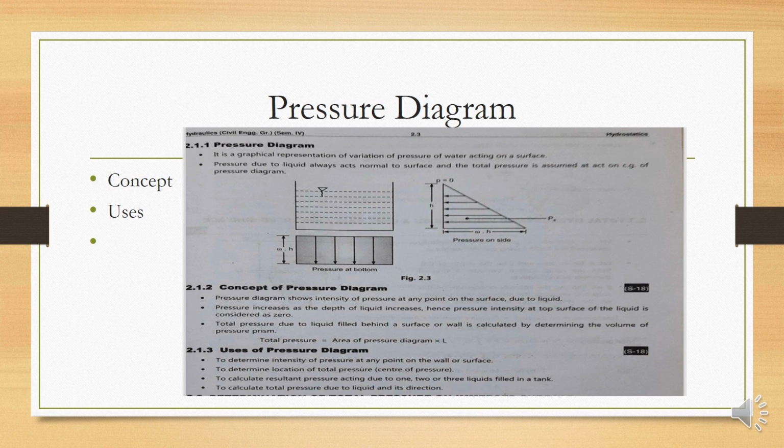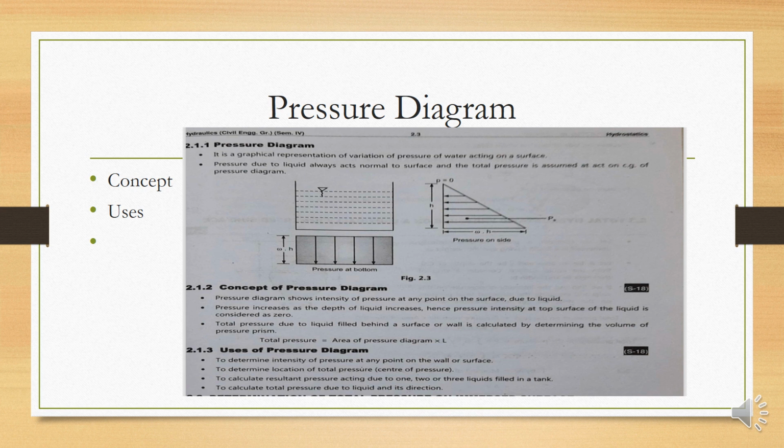Hence, the pressure intensity at the top surface of a liquid is considered as 0. If the pressure increases, then depth is always increasing. That's why the pressure intensity at the top surface of a tank is always 0.